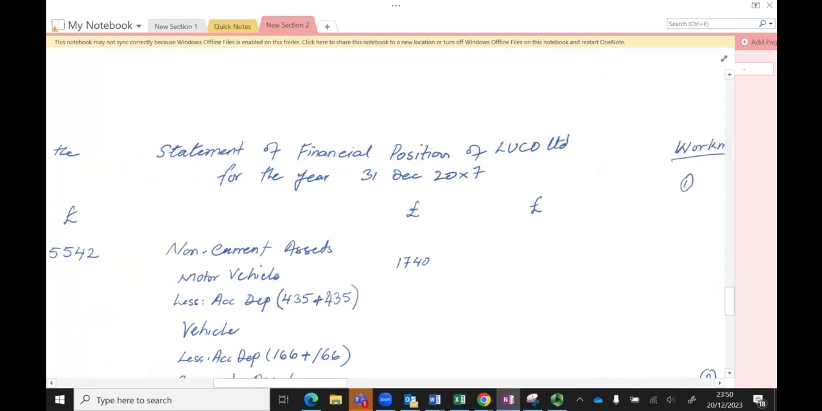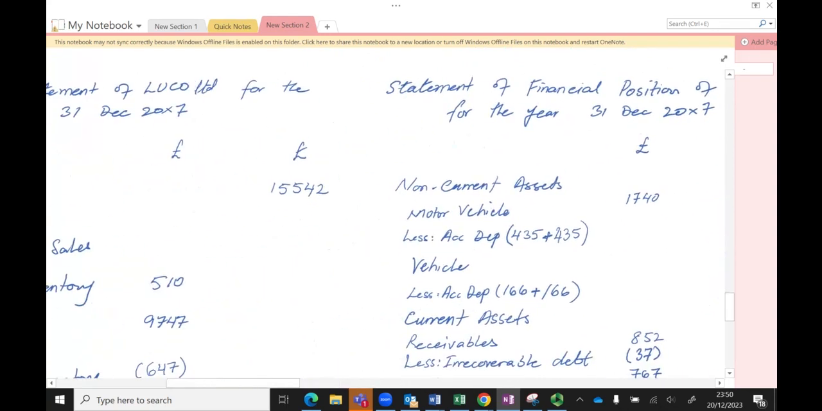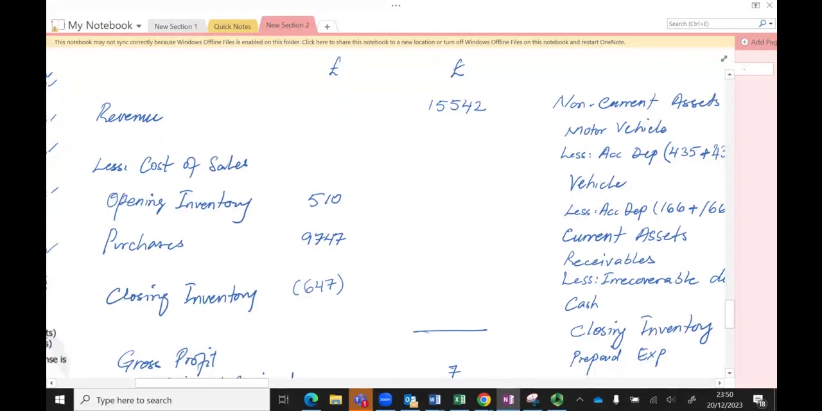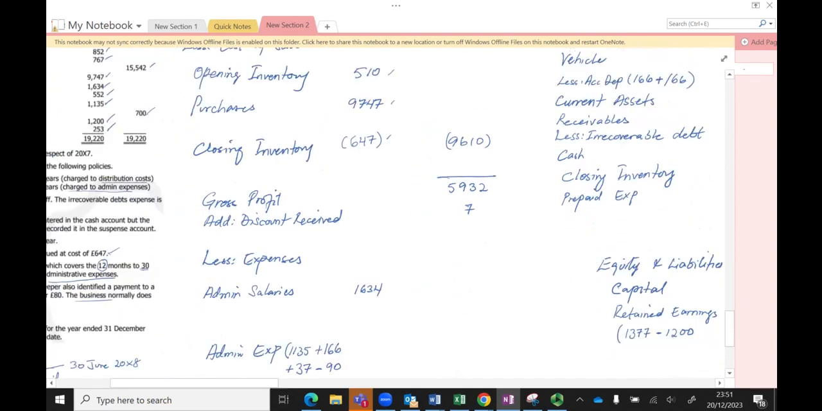Working number 2. So we have done that. So let's close the revenue income statement. So opening inventory 510 plus purchases less closing inventory, and the total is 9610. That is cost of sales. If we subtract the cost of sales from the revenue, we will have 5,932 as our gross profit.